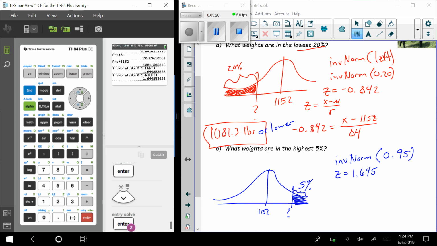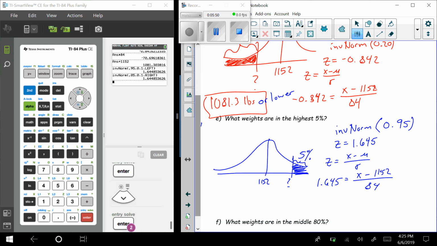Okay. Now we're using the z-score. Well, z is equal to x minus mu divided by sigma. Well, z is 1.645, equal to x, which I don't know, minus 1152, the mean, divided by 84, the standard deviation.